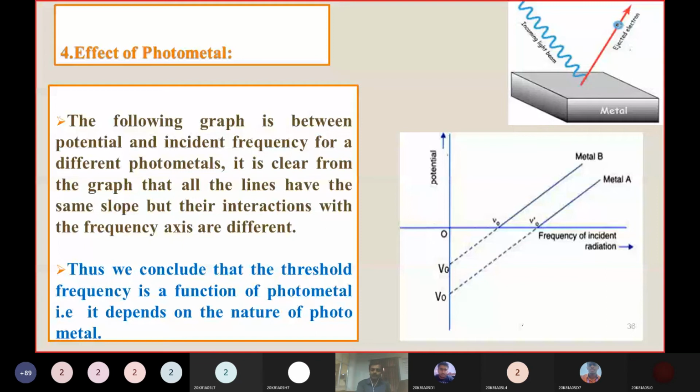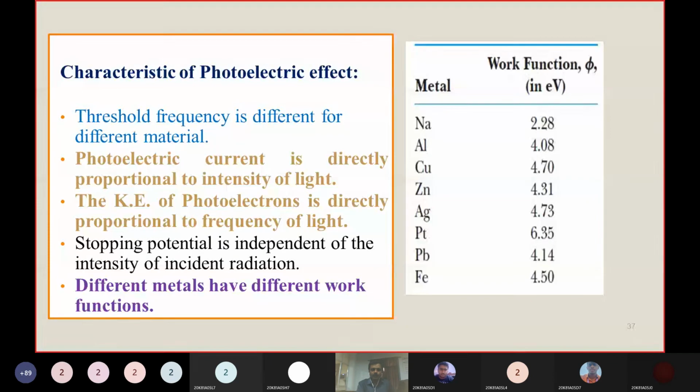Now the characteristics of the photoelectric effect. The threshold frequency is different for different materials. Photoelectric current is directly proportional to the intensity of light. These are the main points we discussed.